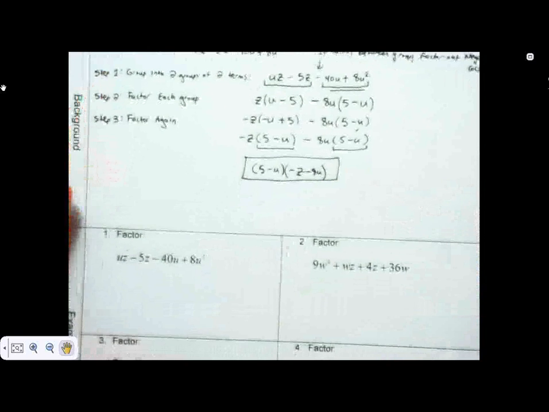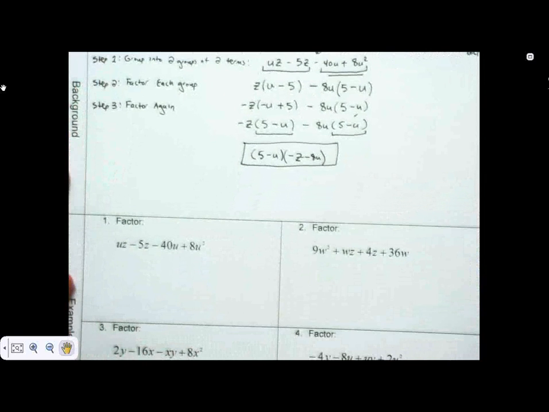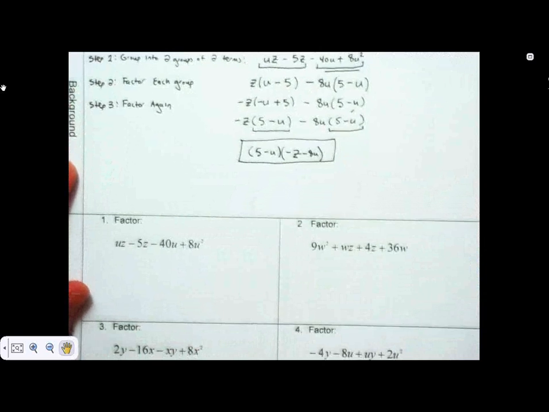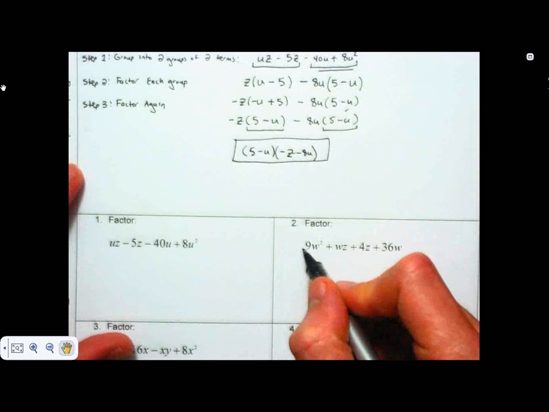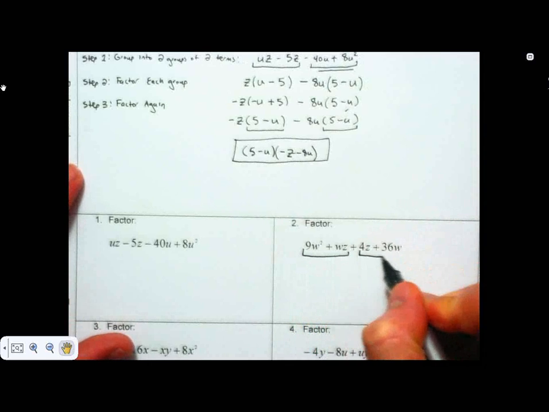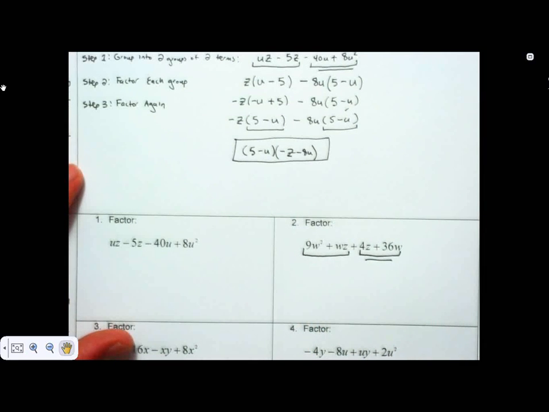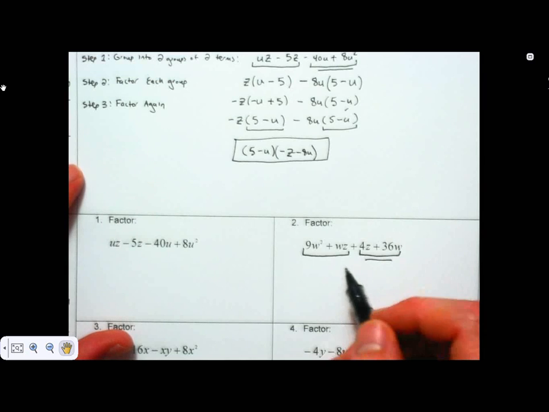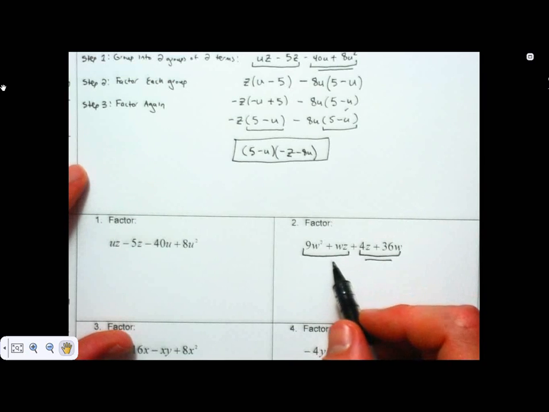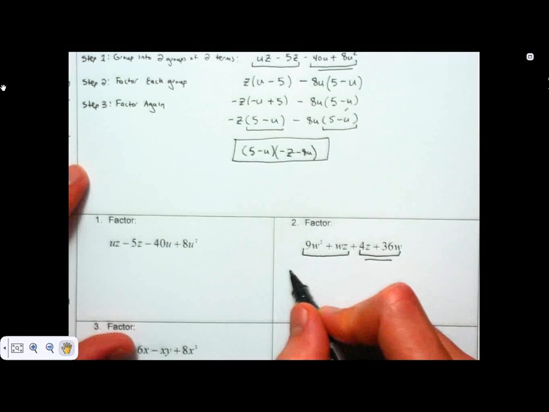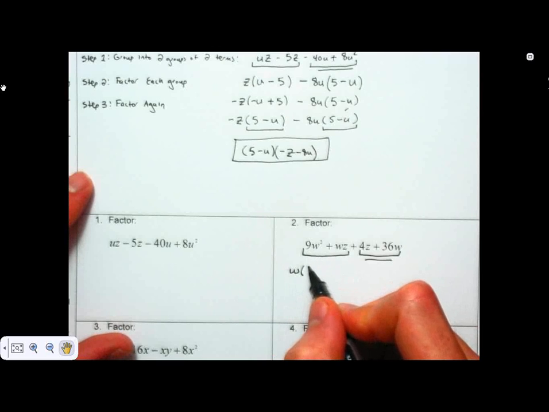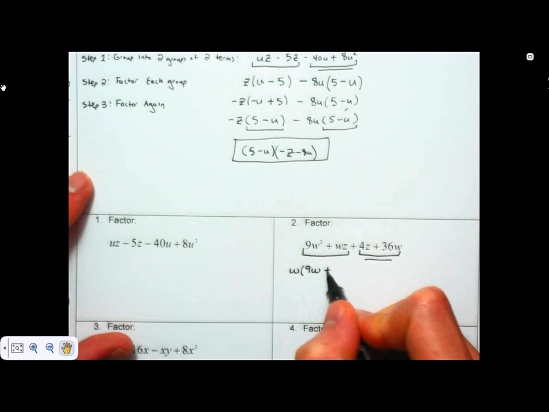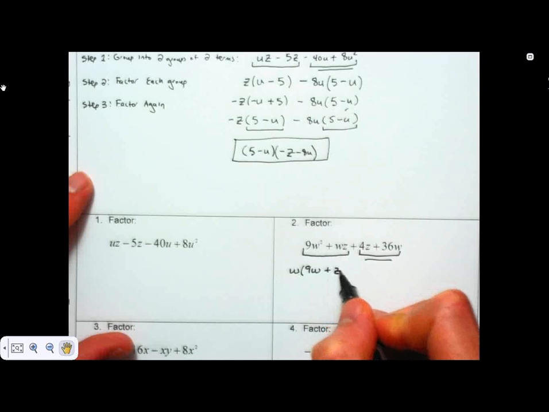Okay, I want you to try number 2. Pause the video, and then restart it when ready. So again, for number 2, if we just leave this time the groups in place without switching the terms around, the natural groups that we can form, let's see if that works. What I'm seeing out of the first 2 terms, their greatest common factor is going to be a w. If I factor a w out of the first term, that's going to leave 9w. If I factor a w out of the second term, that's going to leave z.